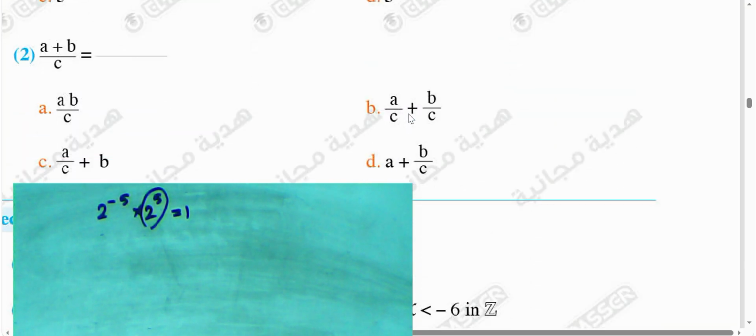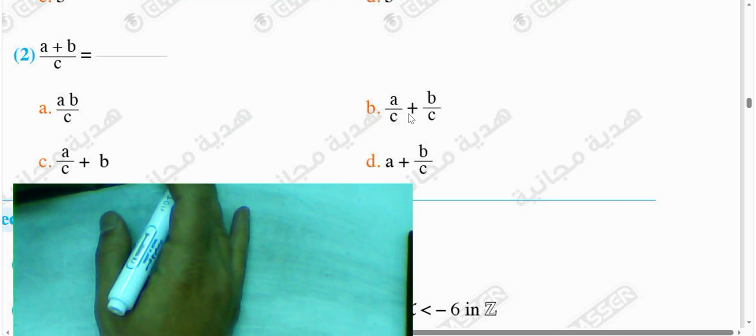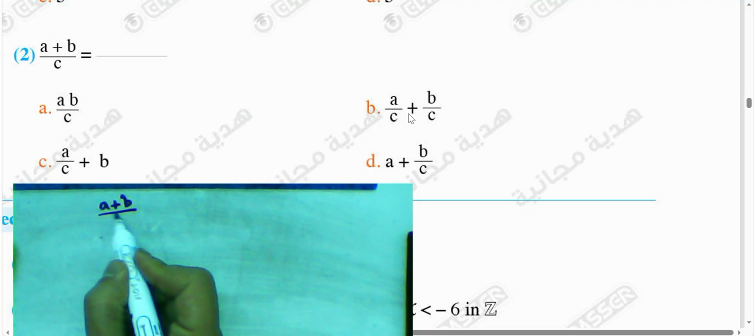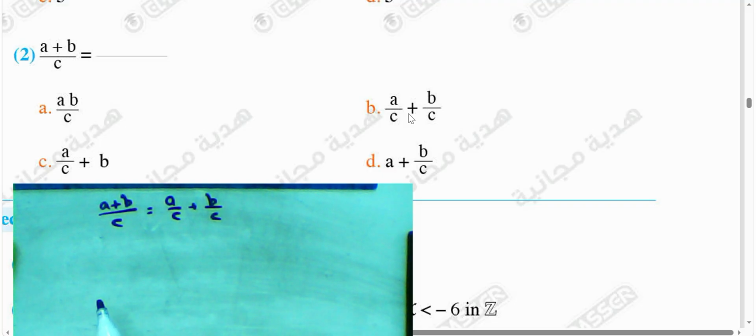Next, (a plus b) over c. We can divide it first by the expression. Okay, look at here, it is (a plus b) over c. The result will be a over c plus b over c. Choose letter B. Next question here.